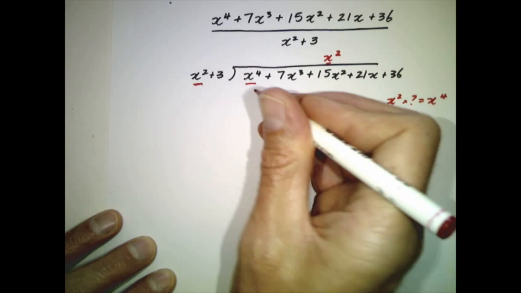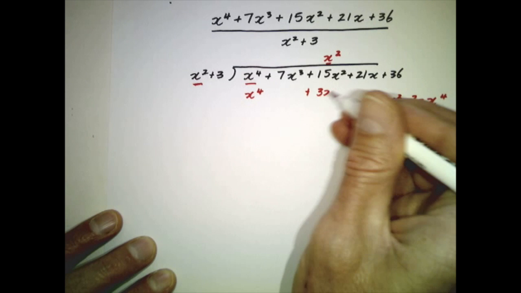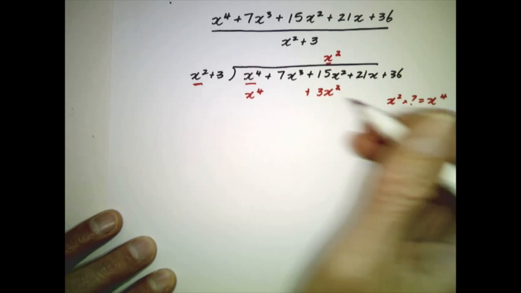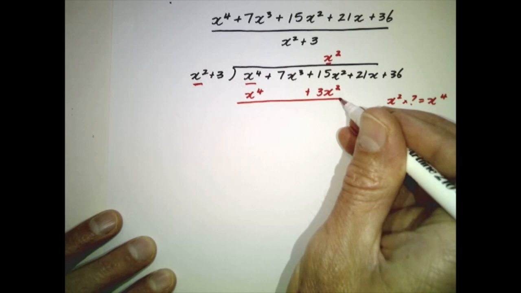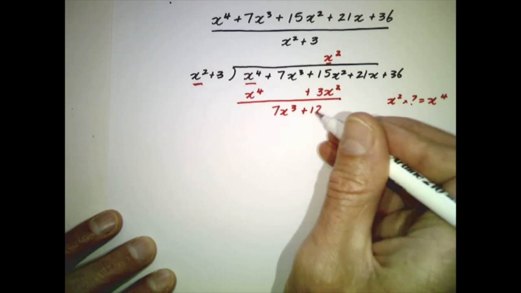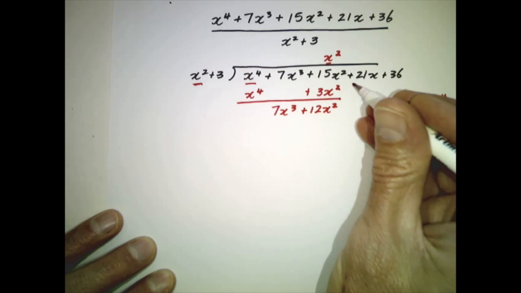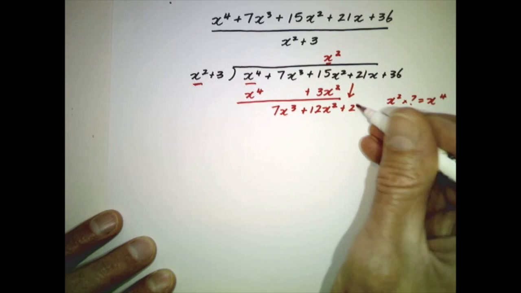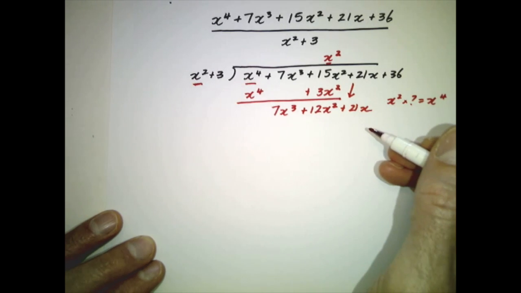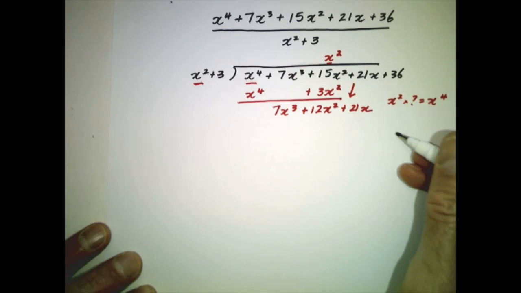We then multiply the x squared by both parts of our divisor to get x to the 4 plus 3x squared. And then we perform a subtraction between what we've just written and the original dividend, and we're left with 7x cubed plus 12x squared. We bring down the positive 21x from the dividend, and we ask ourselves the same question as before. What do we multiply x squared by, the first term of the divisor, to get 7x cubed?